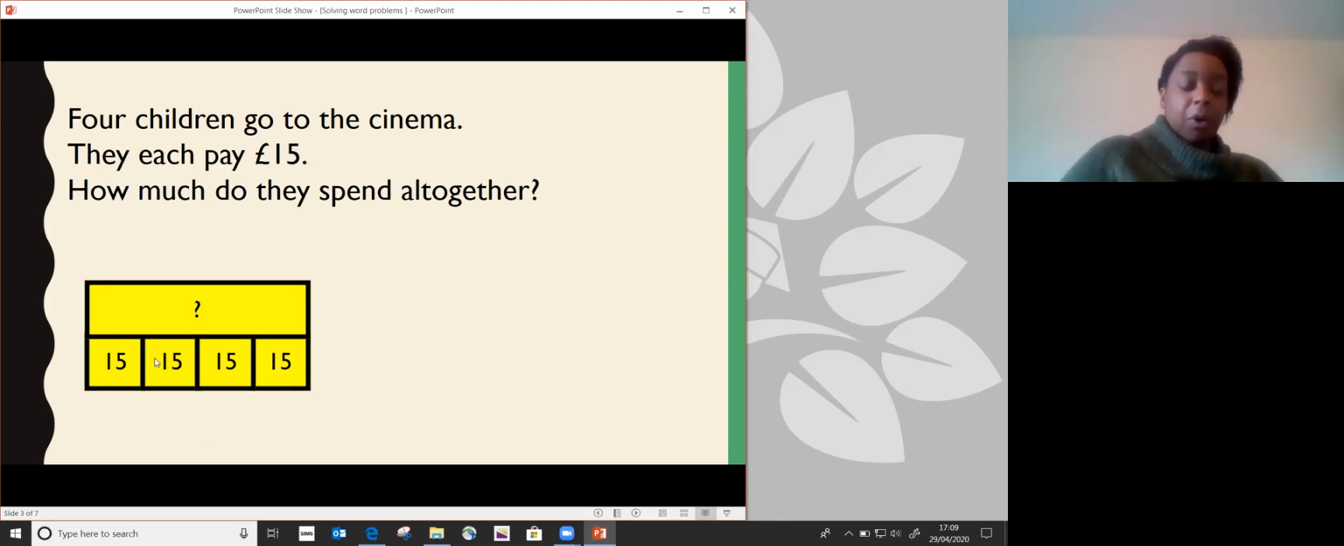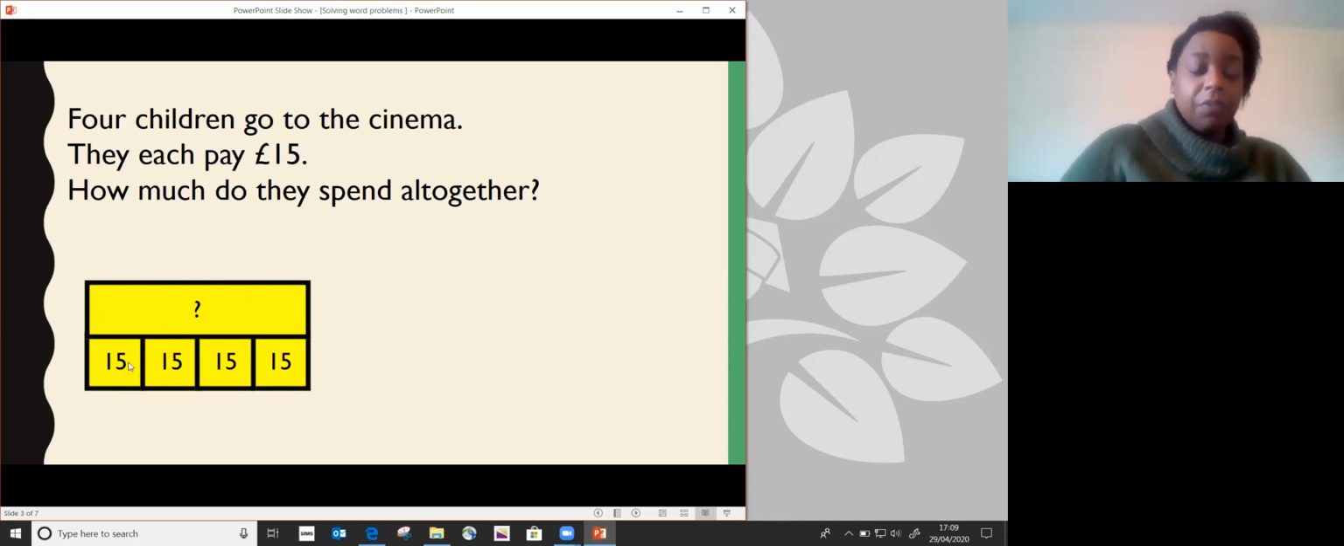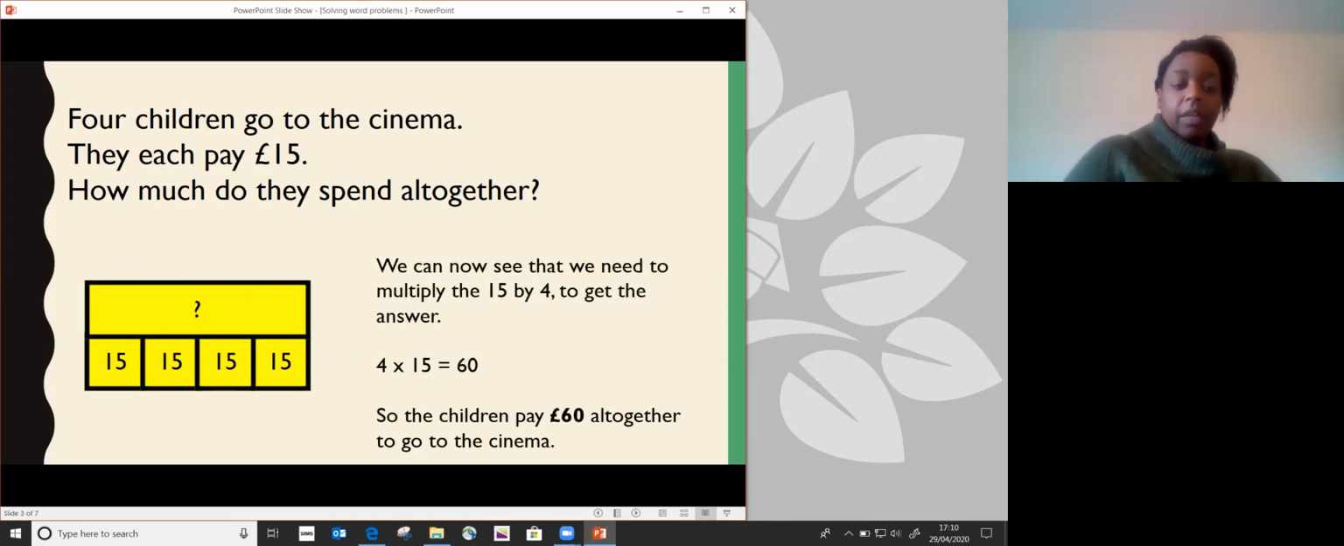Now, because I've set my boxes out like this, I know that in order to work it out altogether, I need to add each of those 15s together to get the total spend. So I could do repeated addition: 15 plus 15 plus 15 plus 15. Or because I know they're each the same number, I can use multiplication. So 15 times 4 will get me the answer of how much they spend altogether. So 4 times 15 equals 60, and therefore they've spent £60 altogether on their cinema tickets.